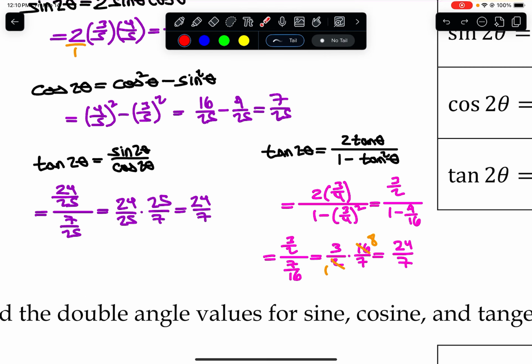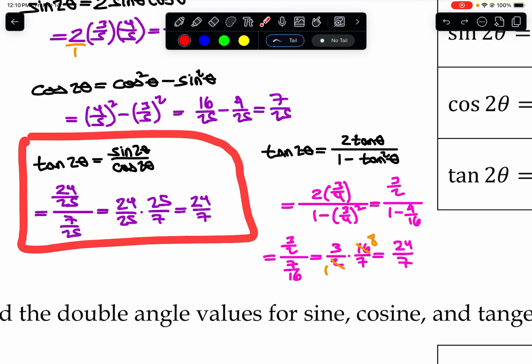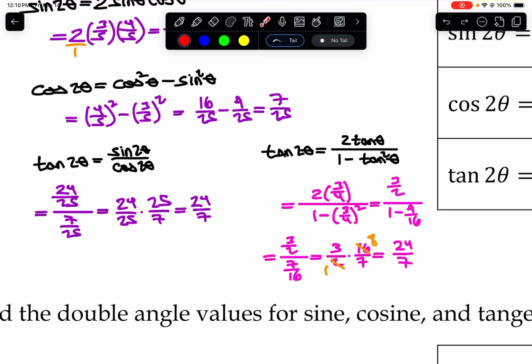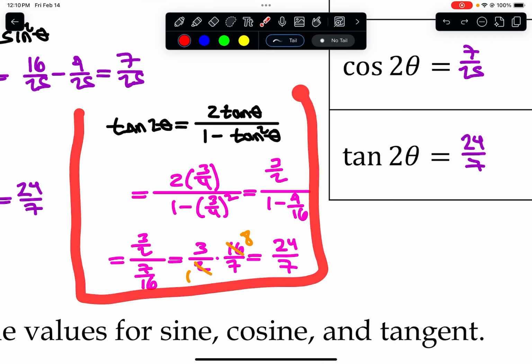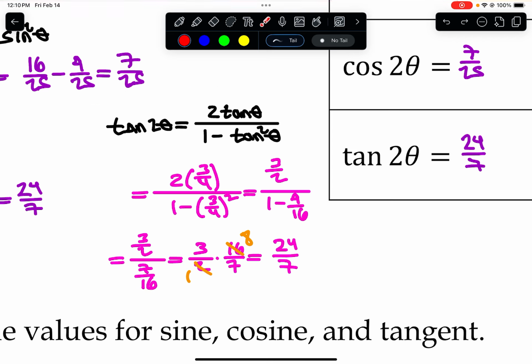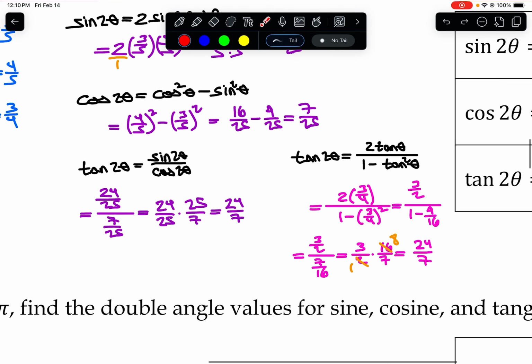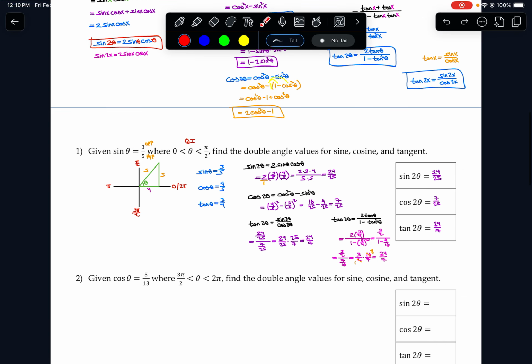My recommendation is if you're very confident with your values, I would say just do the quotient property or the quotient identity way. And if you're not too confident on your sine and cosine, then I would recommend just doing the actual identity, and then hopefully you'll get the same thing. Or if you have the time, do it both ways and just double check. See if you get the same thing.